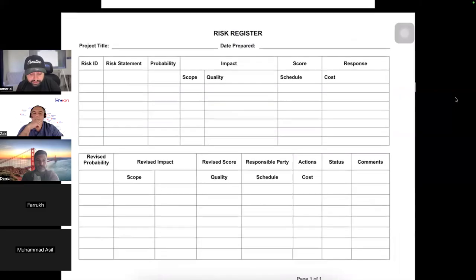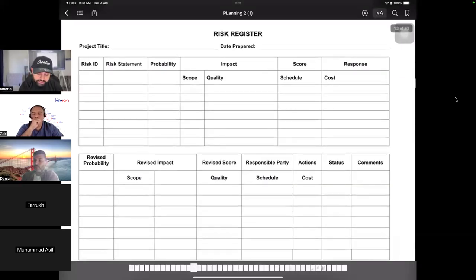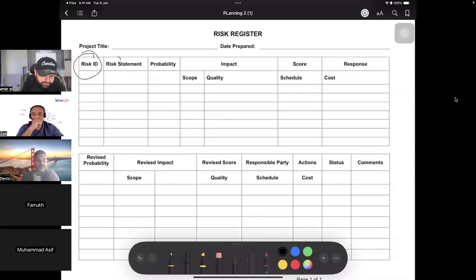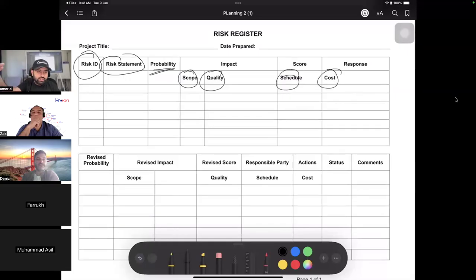Now comes the risk register. The risk register is one comprehensive document which has all the risks. Organizations may have the risk register according to their requirements. For example, starting with the risk ID, meaning the number of the risk, the risk statement, what the risk actually is, what is the probability of that, and if that happens, will it impact scope, quality, schedule, cost? It could have other impacts also. How are you going to handle it? It should be here in one column: scope, quality, schedule, cost.